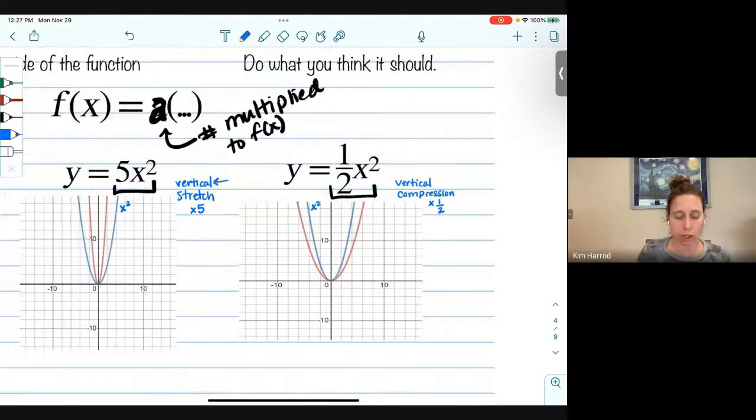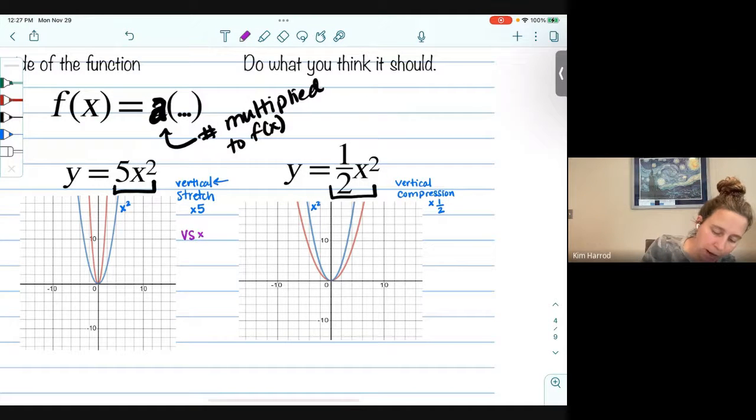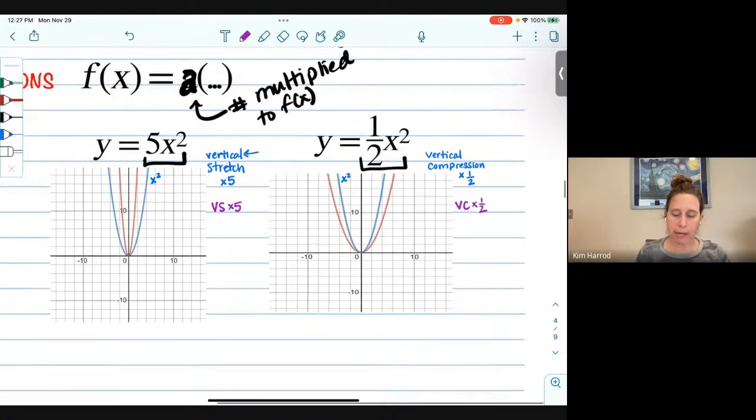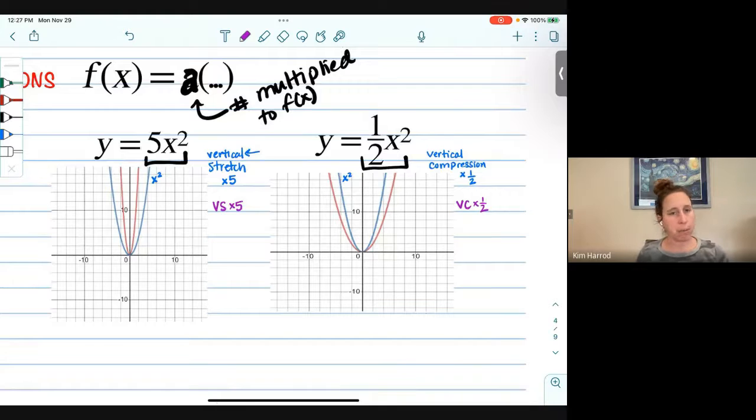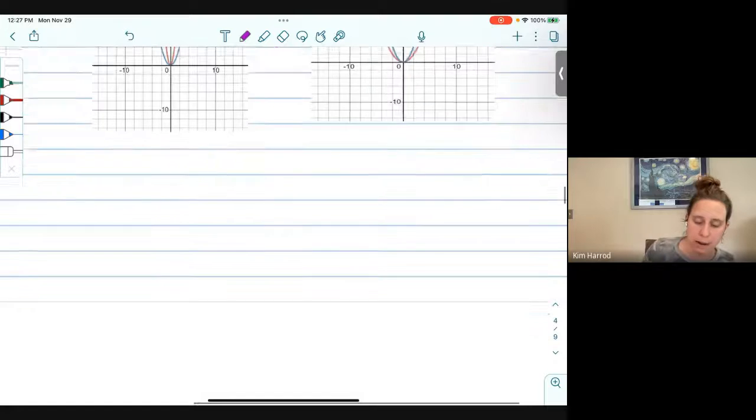Oftentimes we feel a little lazy when we're doing this kind of stuff, and so we find ourselves just abbreviating this, and I might just write VS for vertical stretch by 5, or over here, VC by 1/2. So one thing that I hope you're wondering is, when does it switch from stretch to compression? Like what number? Well, anything bigger than 1 is going to be a stretch.